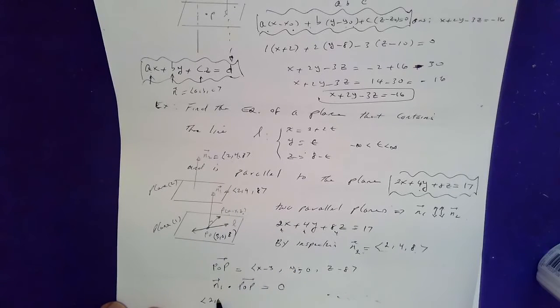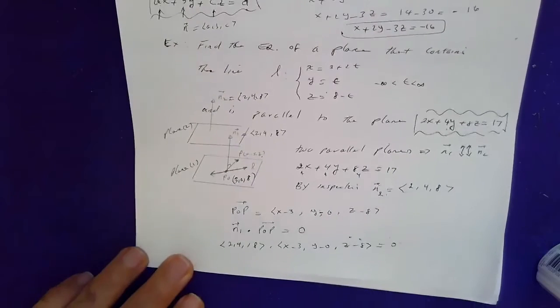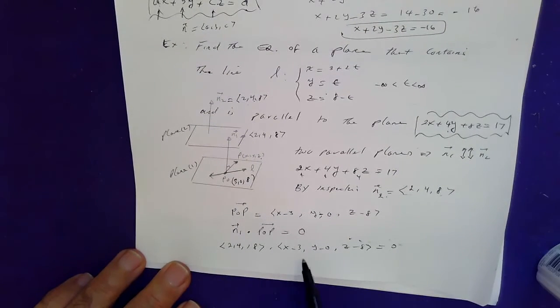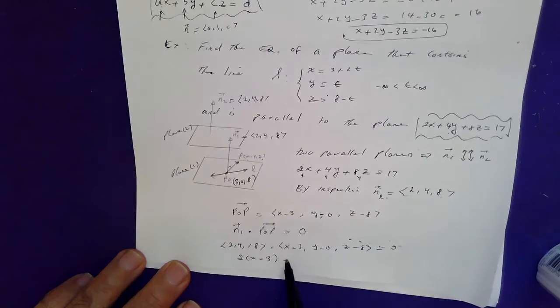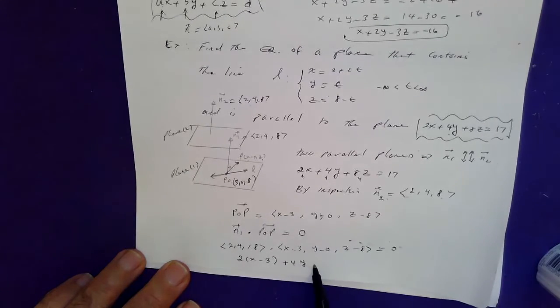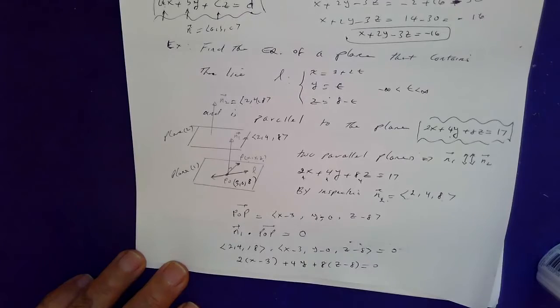Okay, so I get 2, 4, 8 dotted with x minus 3, y minus 0 (terminal minus initial), and z minus 8, and this is supposed to end up with 0. So if we do the cross multiplication, you get 2 times x minus 3 plus 4 times y plus 8 times z minus 8 is equal to 0.